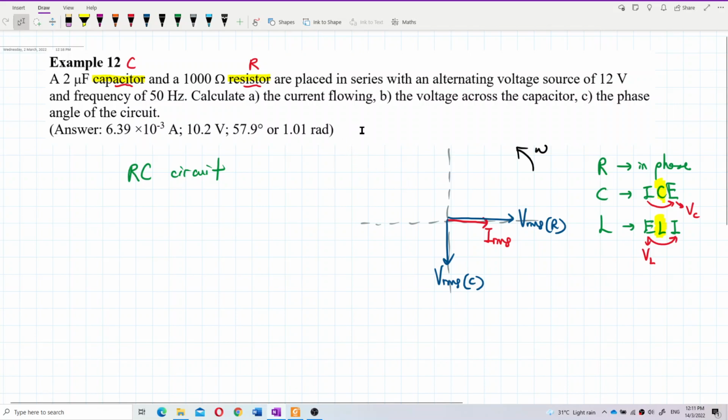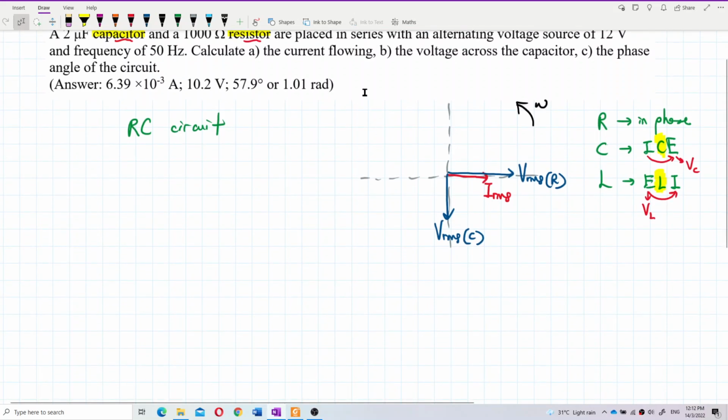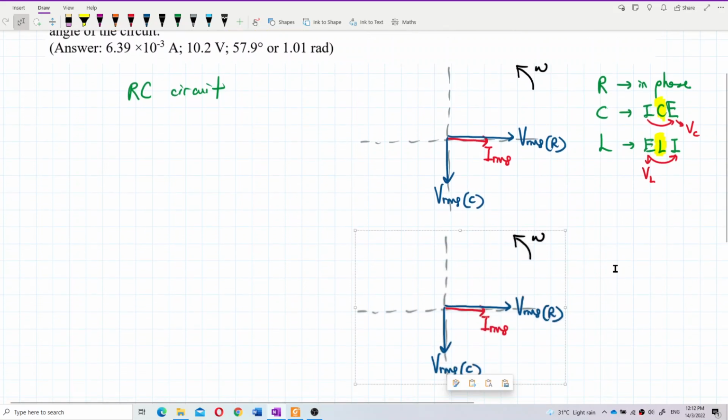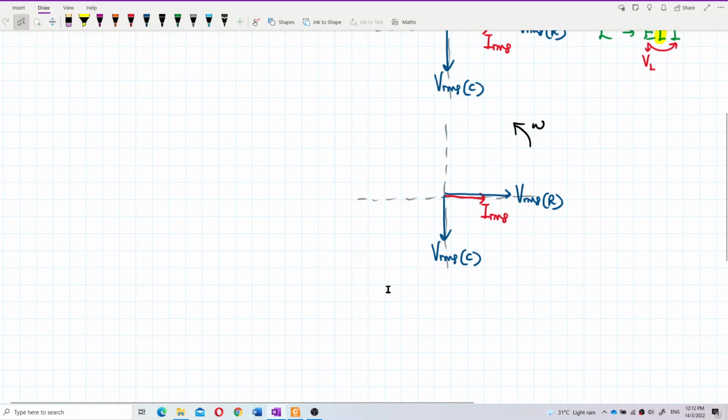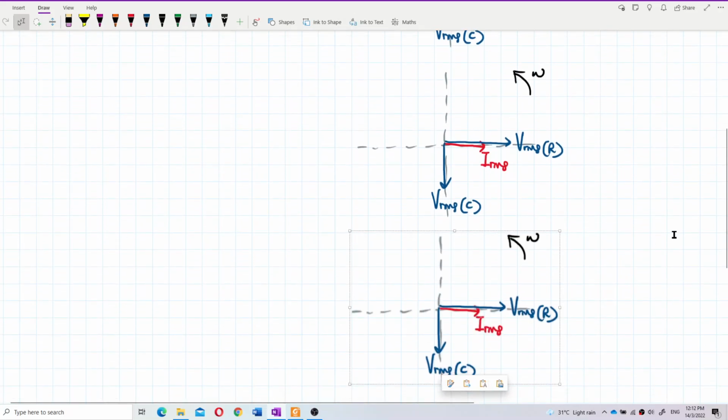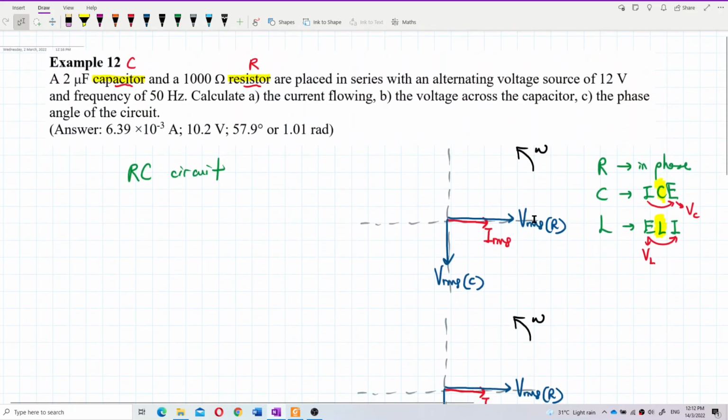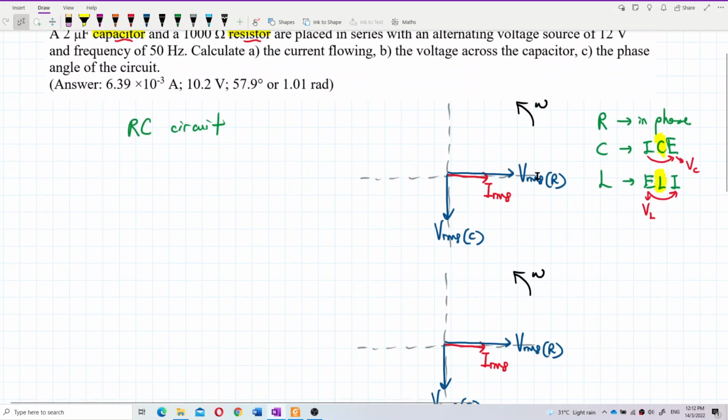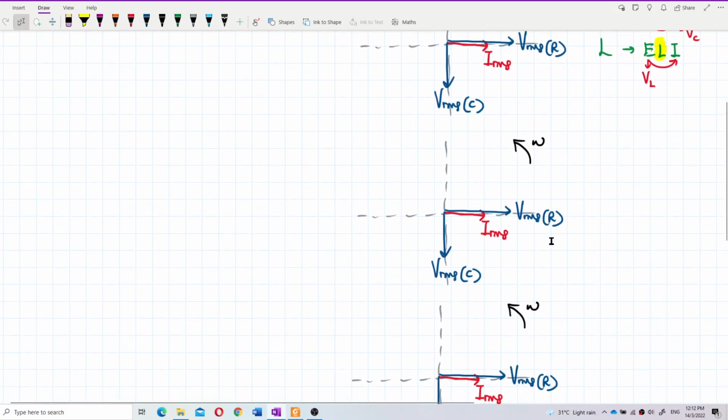In fact, we can draw three kinds of diagrams. Just now was using root mean square values, so all of them are root mean square values. If you use peak values, then all of these are peak values. This is V0, and this one is I0.